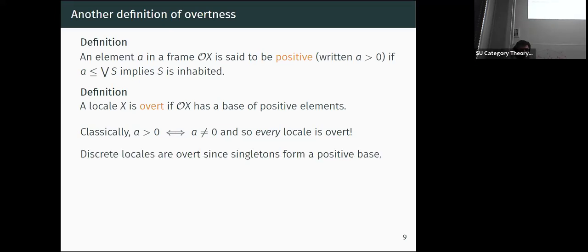So discrete locales are overt because the singletons are positive and they form a base. So, I mean, it makes sense. We said we could existentially quantify over discrete things.